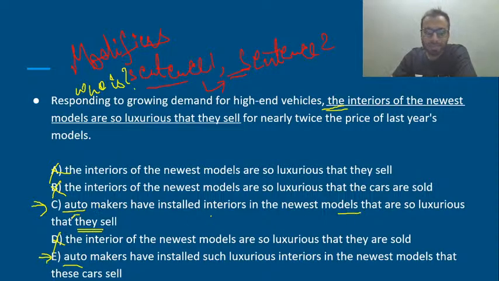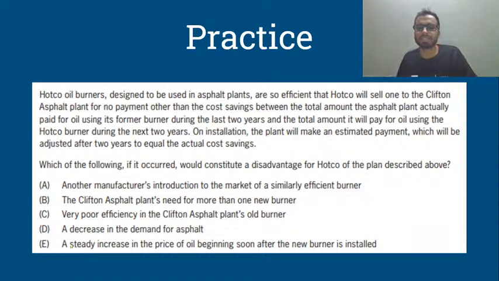Right? Because of the ambiguity of they, we'll eliminate option C as well, and E looks to be the correct answer. Automakers have installed such luxurious interiors in the newest models that these cars sell. So they got rid of ambiguity by using these cars, right? So E is the correct answer. Good job, guys. Let's move on to a critical reasoning question now.